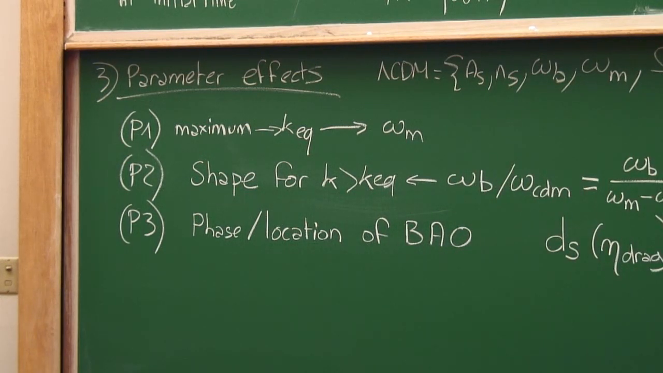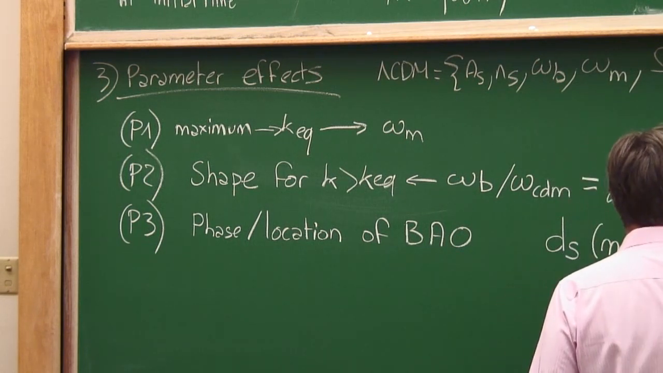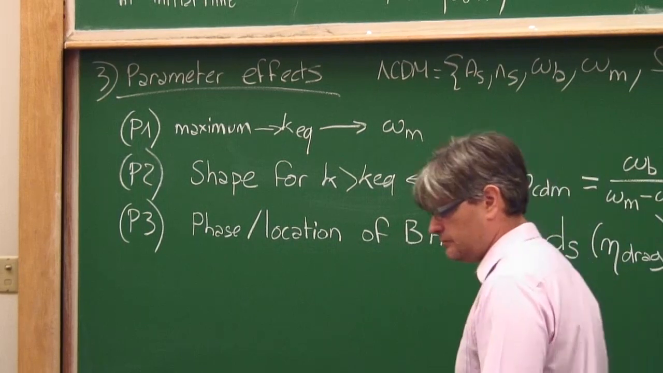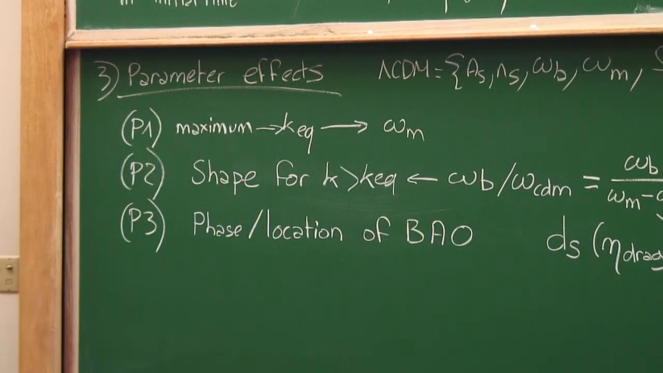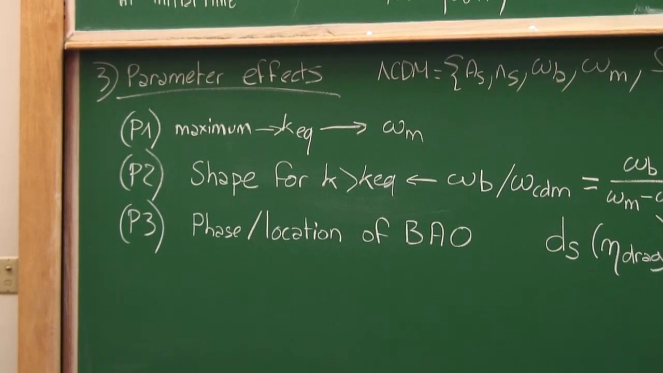The baryon drag time depends very much on omega_b. Fortunately, we see omega_b very well. We can measure it very well with the CMB. So we can fix omega_b in advance and then really consider this scale as known when we use it as a standard ruler.